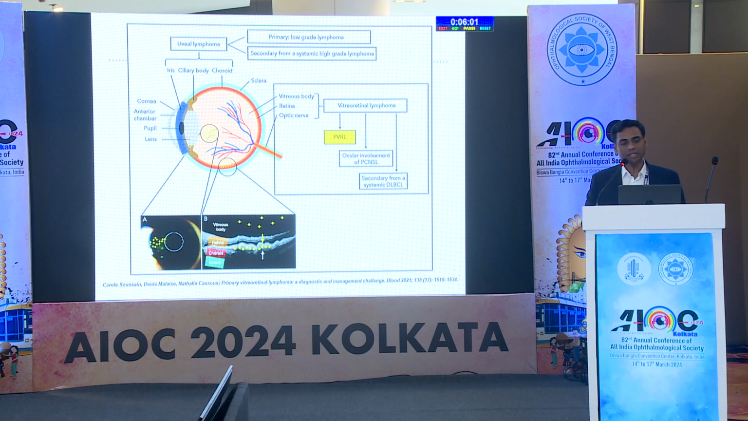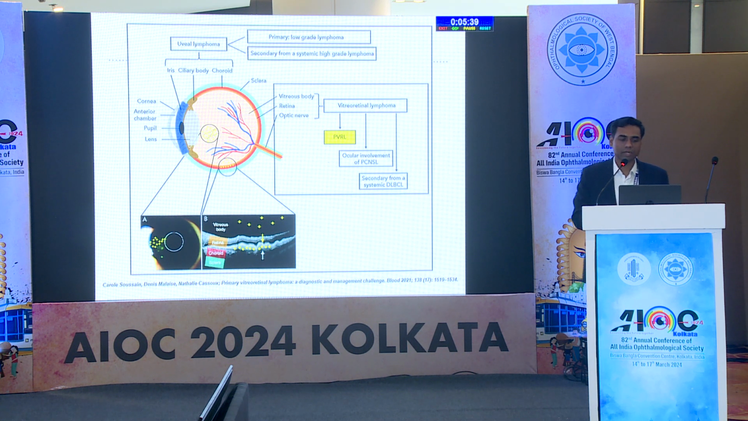So they are primarily, anatomically, divided as iris, ciliary body, choroid, or the ones involving vitreous body, retina, or optic nerve. So the ones which involve the iris, ciliary body, and choroid can be grouped as uveal lymphomas, which could be primary low-grade lymphoma or secondary from a systemic high-grade lymphoma.